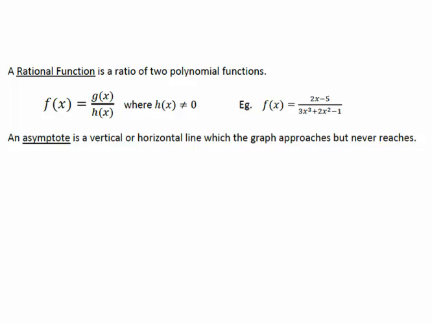An asymptote, then, is either a vertical or horizontal line that a graph approaches but never actually touches. And this idea of a horizontal or vertical line is one of the keys to graphing a rational function, a value that it gets close to but never actually touches.